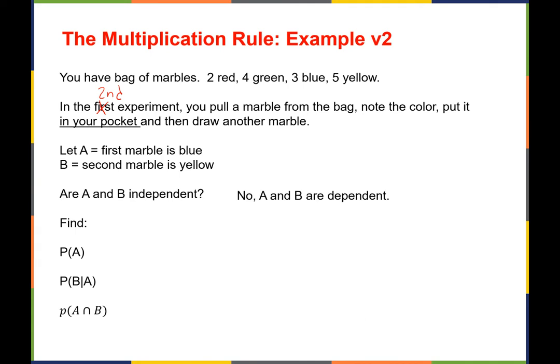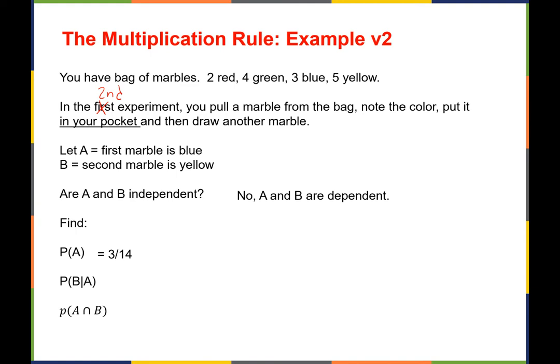One way you can look at it straight off the bat is when you do the second draw, you started with 14 marbles. And now when you put one in your pocket, you're only going to have 13 marbles left. All right, so let's see if we can find the probabilities here. Well, the probability of A hasn't changed. Nothing happens. We haven't even done B yet. So it's still 3 chances in 14. What's the probability of B given that A occurred?